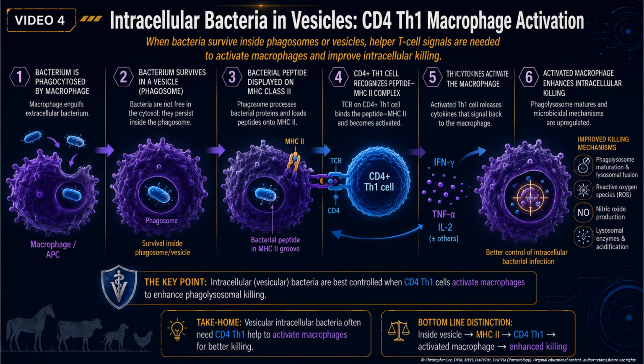Activated macrophages become better at killing what they have engulfed. They can increase phagolysosomal maturation, reactive oxygen species, nitric oxide production, lysosomal enzymes, and acidification. So for vesicular intracellular bacteria, the key pattern is this: inside of a vesicle leads to MHC2 and CD4 Th1 and ultimately macrophage activation. That is different from the cytosolic virus pattern.